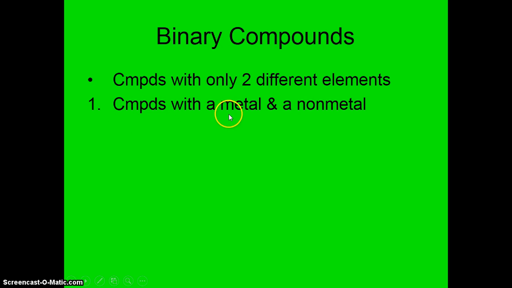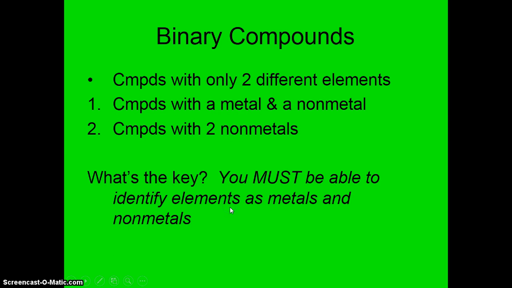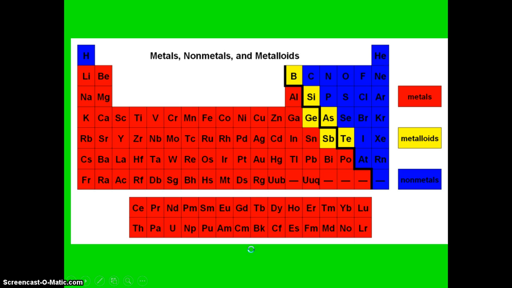We're going to find compounds that are made up of a metal and a nonmetal, or two nonmetals. So the key to this is you have to know what elements are what. So you have to identify the metals as metals and the nonmetals as nonmetals. So here's a picture of the periodic table showing all the metals in red, the metalloids in yellow, and the nonmetals in blue. And remember, hydrogen's over here in the blue group.